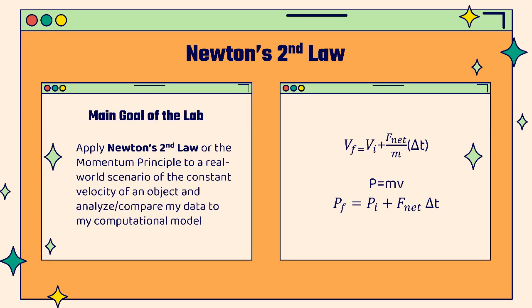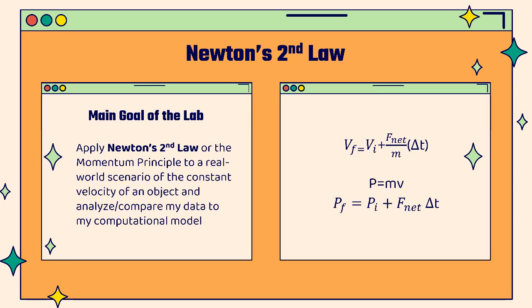This lab will focus on connecting Newton's second law, which is sometimes referred to as the momentum principle, to a real-world scenario of a tennis ball rolling at a constant speed. We will do so by constructing a computational model that will predict the motion of the tennis ball given certain dimensions like mass. With the data, you can compare the computational model to your actual data and see how they differ based on assumptions and errors.